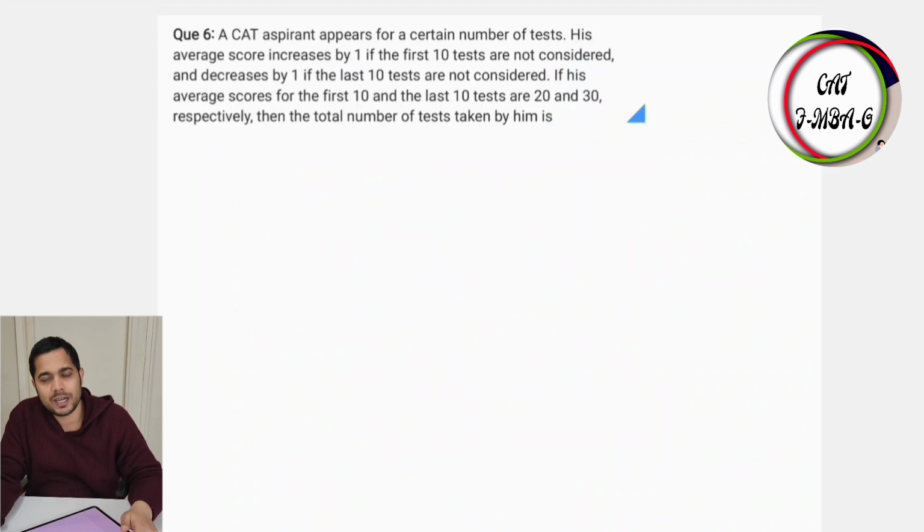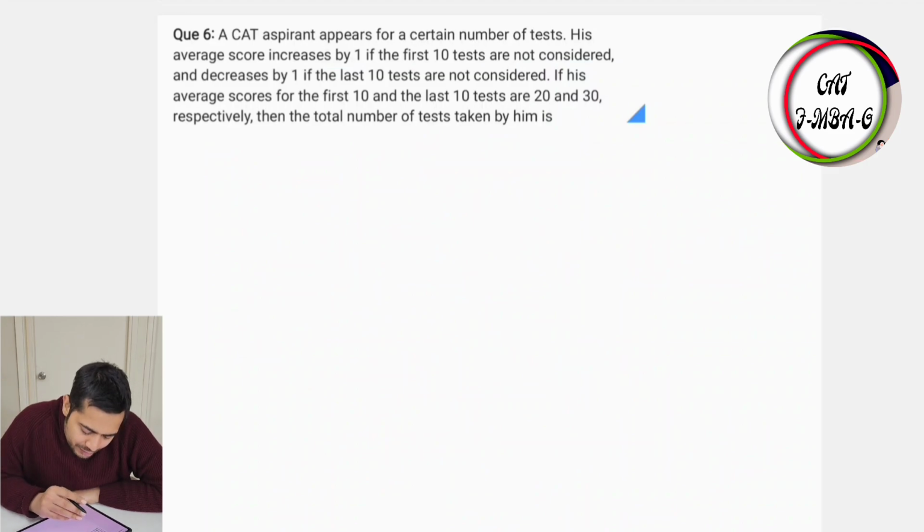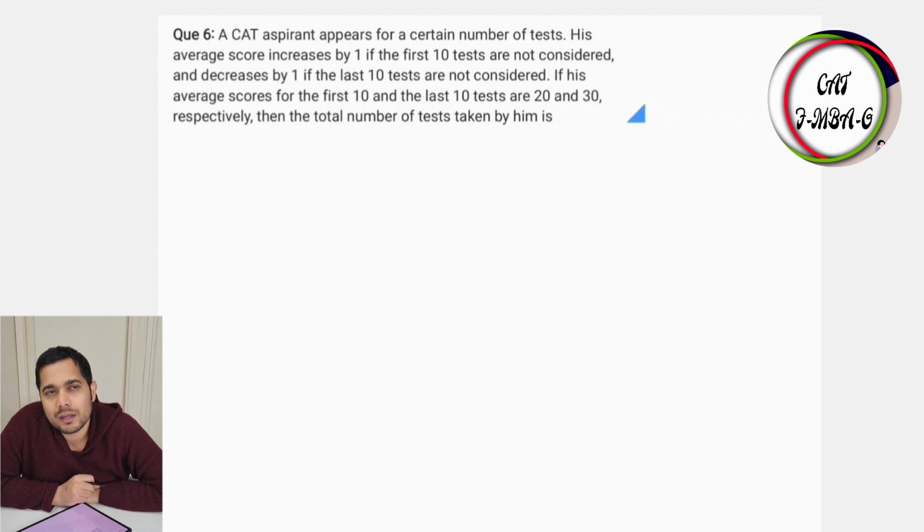This is a previous year CAT question and it is a very interesting question. So let's see how to attempt this. It is given that a CAT aspirant appears for a certain number of tests, and if the first 10 tests are not considered, then the average score increases by 1. If the last 10 tests are not considered, then the average score decreases by 1.